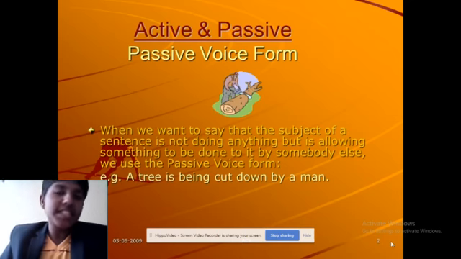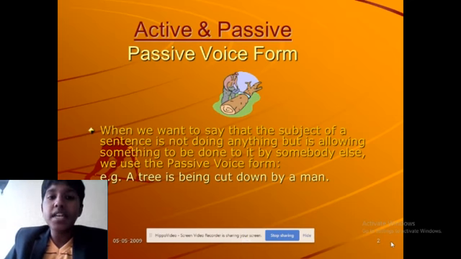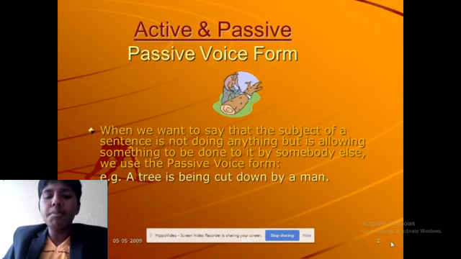So in this case, we can see the tree is not cutting down the man, but the man is cutting down the tree. In this case, the object is being forced by the subject to do the action. For example, you can see that the tree is being cut down by a man.